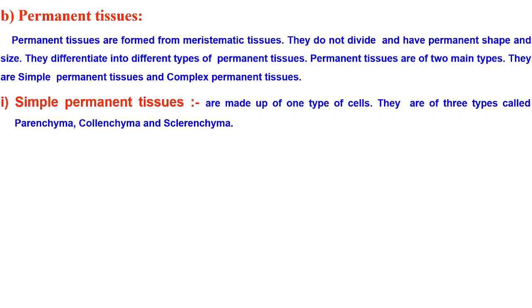Next are the permanent tissues. Permanent tissues are formed from meristematic tissues, but they do not divide, and their shape is permanent and their size is also permanent. They differentiate into different types. Permanent tissues are of two main types: simple and complex.